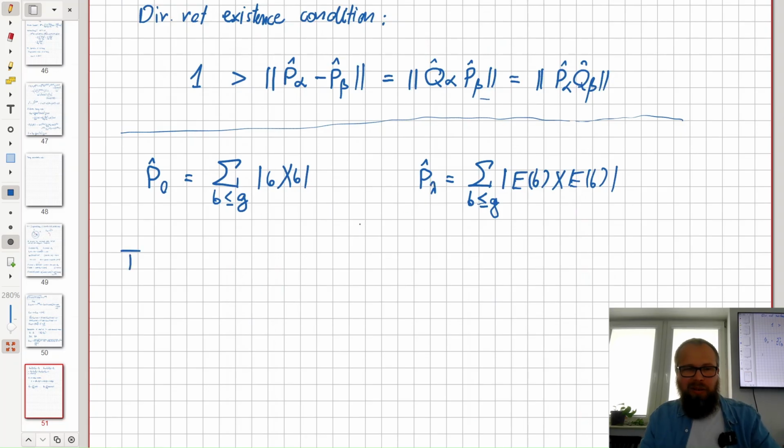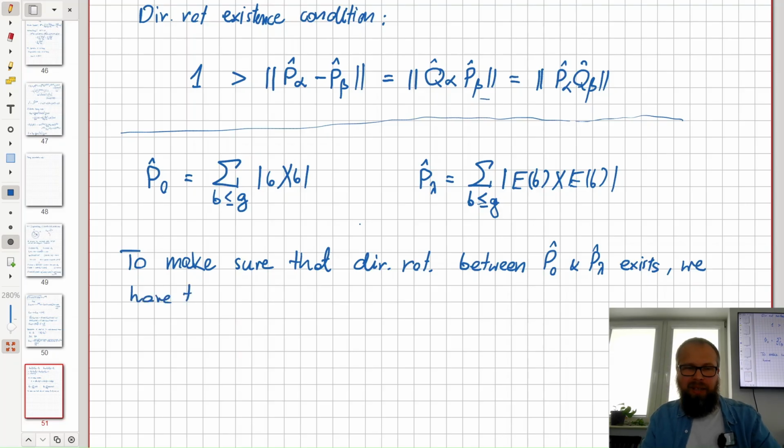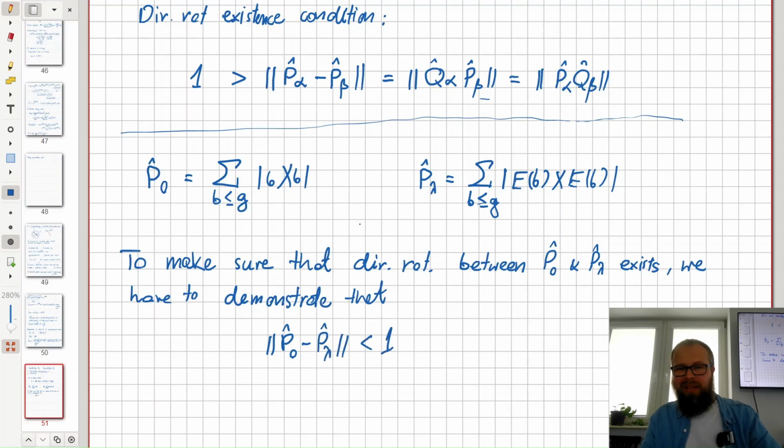To make sure that a direct rotation between P0 and P lambda exists, we have to demonstrate that the norm of P0 minus P lambda is less than 1, okay?